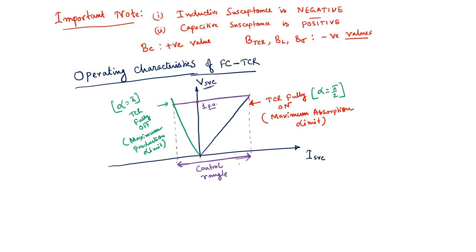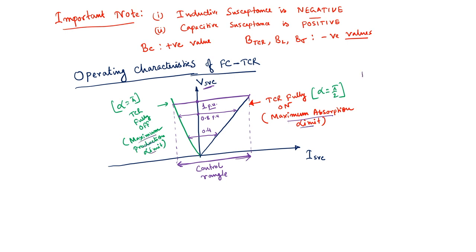Of course, if the system voltage is lower than 1 per unit, the control range will shrink. It will be this. Suppose this corresponds to 0.8 per unit of the voltage. And if your system voltage level is further reduced to 0.4, then the control range will be further reduced, and so on. So, therefore, depending upon the system voltage level, the control range of the FC-TCR is basically decided by this maximum absorption limit and maximum production limit.